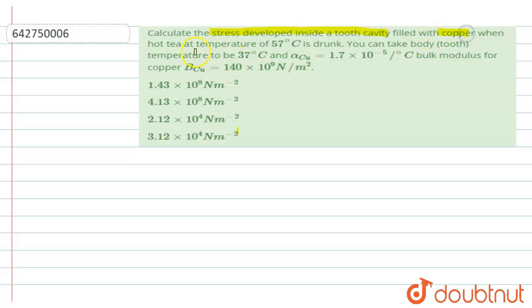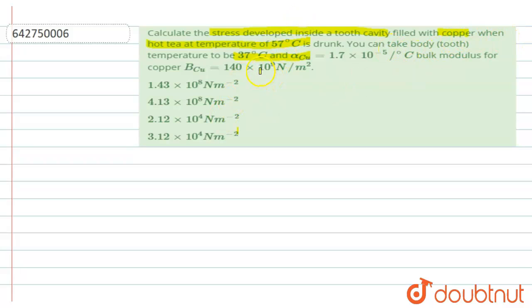Hello everyone, in this question we will calculate the stress developed inside a tooth cavity filled with copper, when hot tea at a temperature of 57 degrees Celsius is drunk. You can take the body, or tooth, temperature to be 37 degrees Celsius, and alpha for copper and the bulk modulus are given.